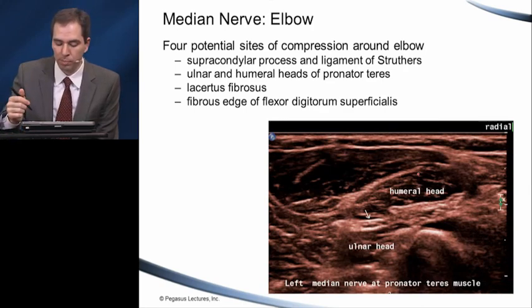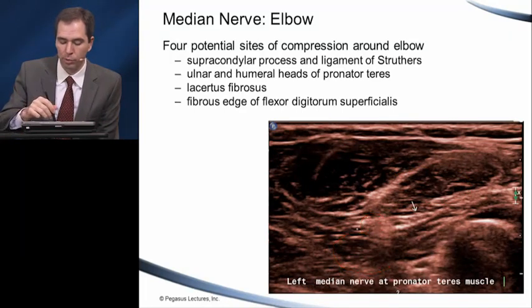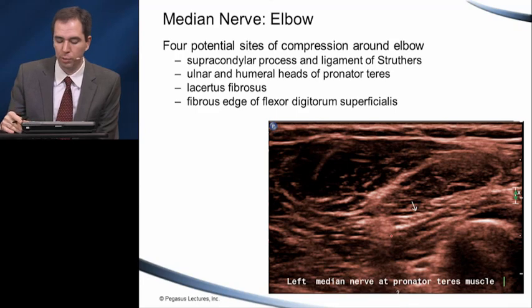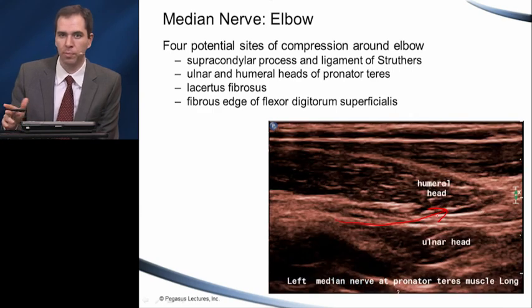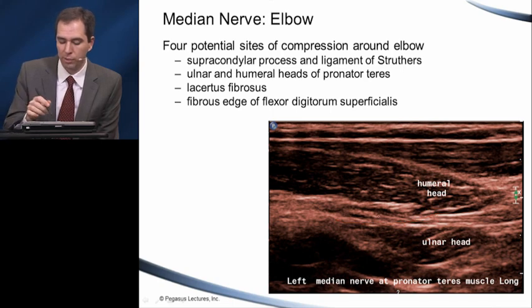This is where the median nerve passes between the humeral head of the pronator teres and the ulnar head, so we have the median nerve between them. We have a couple of images showing that relationship. So the arrow is pointing to the median nerve between the humeral head and ulnar head. The median nerve continues to pass in this direction between the two heads. It becomes a little bit flat in most patients in this location. You're looking for enlargement or swelling proximal to where it goes through the pronator teres. And here it is in the long axis, passing through the ulnar and humeral head.